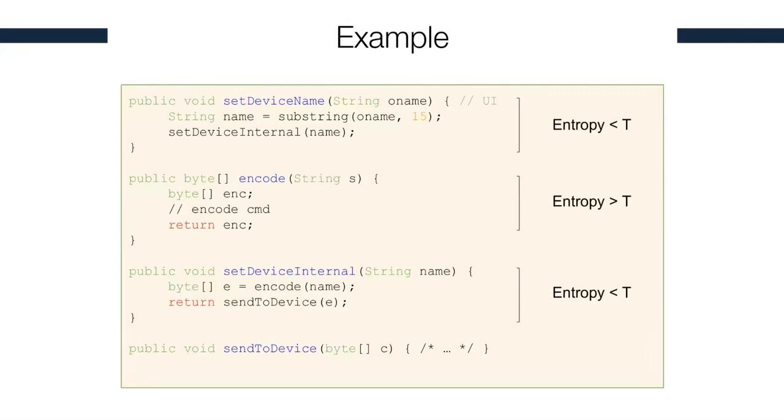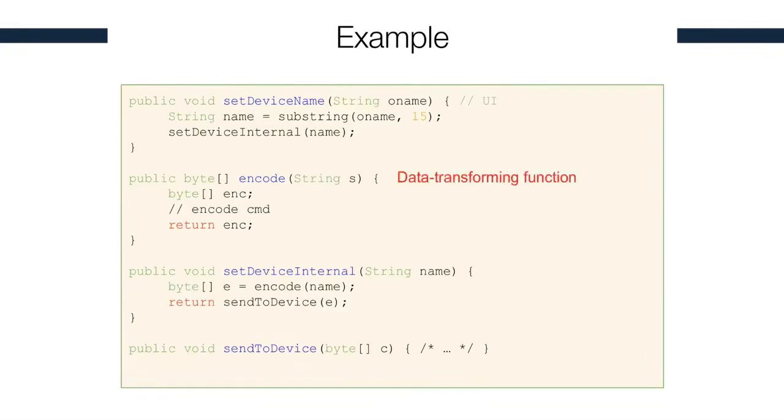Here in our case, encode is such a function. So we have only one data transforming function, encode, and since there are no other data transforming functions, the encode function becomes our fuzzing trigger. So this is how fuzzing triggers are identified, by identifying data transforming functions.